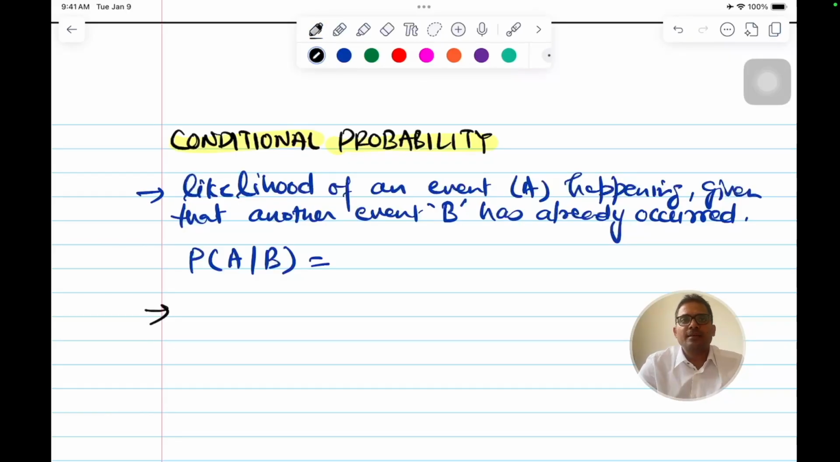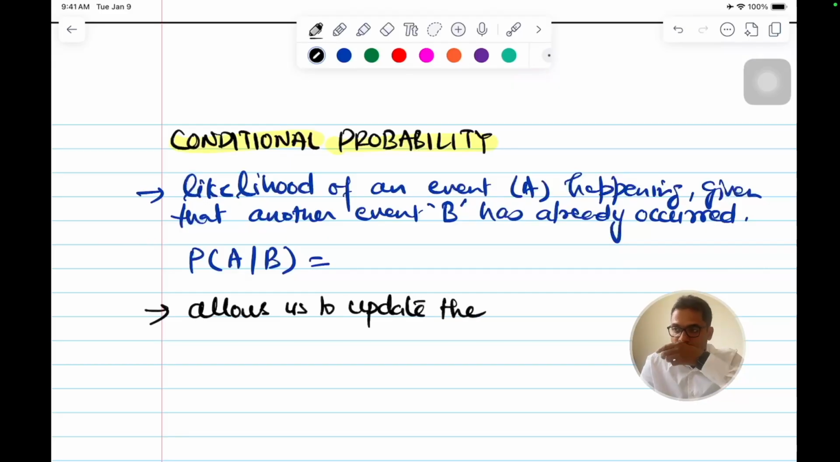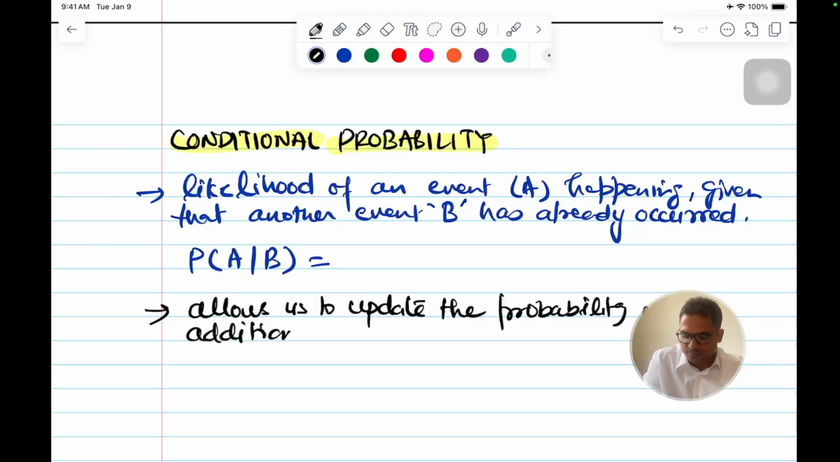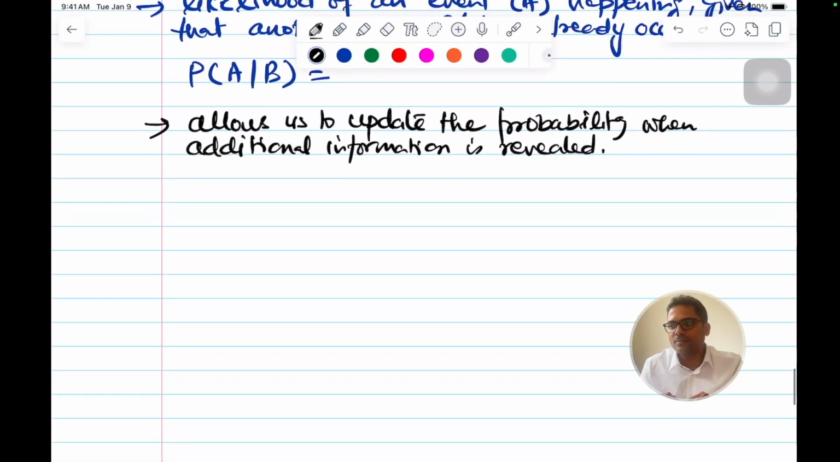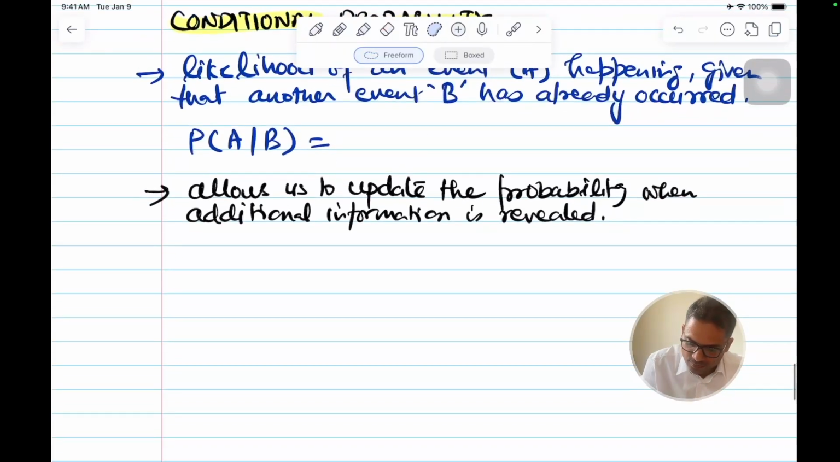This conditional probability allows us to update. This is the more important thing that you need to understand. Update the probability when additional information is known or revealed. I'll give you an example, you will understand that. For example, let me give you a definition. Let me give you what this means.